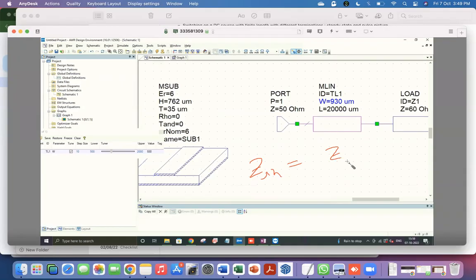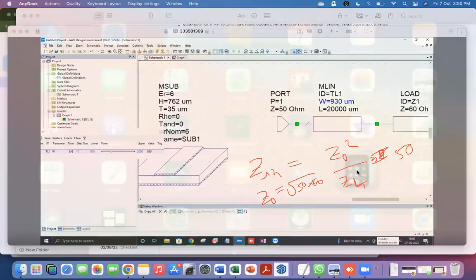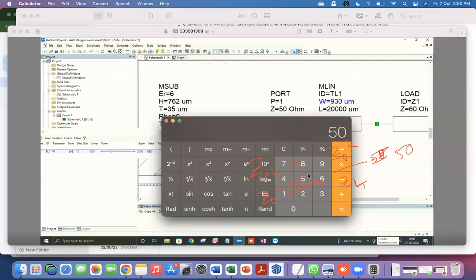Okay, yeah, I mean, it's basically Z naught squared over ZL, right? And we want this to be 50. So that means Z naught squared is equal to 50 into 60. Isn't that what I did? No? Oh, I did 40 into 60. Sorry. 60. 54 ohms.